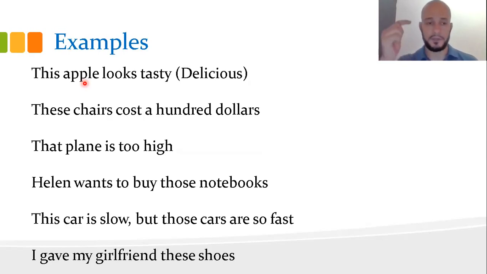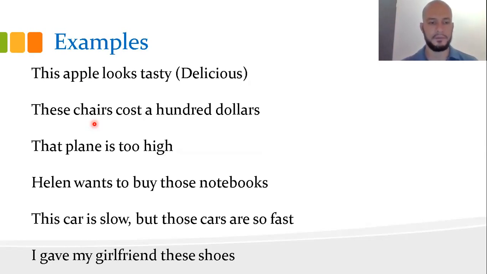Let's go over the next sentence. I have chairs. Chairs are plural nouns. I'm speaking about more than one chair. Let's say that for me, the chairs are close to my position. So that's why I say these chairs. These chairs cost $100. Let's go over the next example.